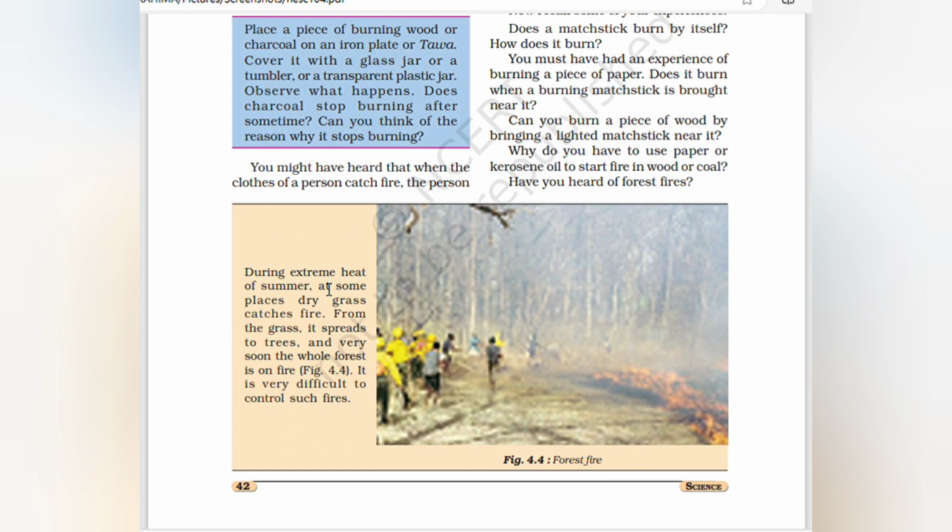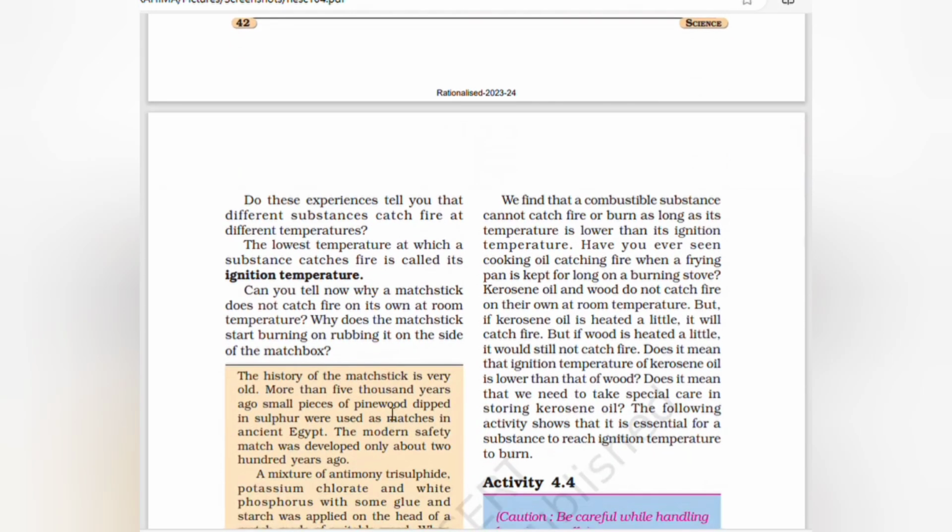During the extreme heat of summer, at some places, dry grass catches fire. From the grass, it spreads to trees, and very soon the whole forest is on fire. It is very difficult to control such fires. Does this experience tell you that different substances catch fire at different temperatures? The lowest temperature at which a substance catches fire is called ignition temperature.